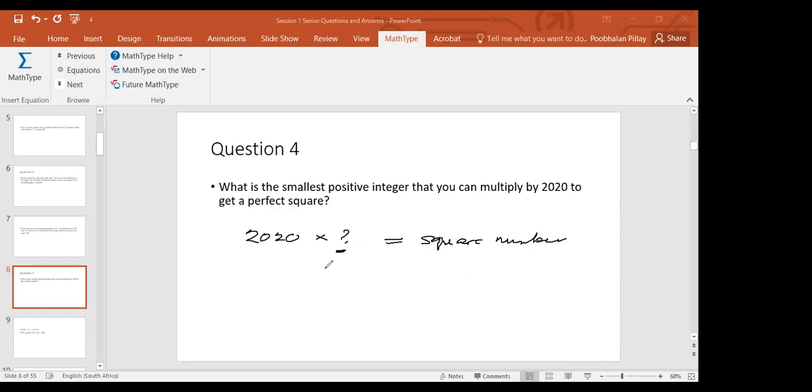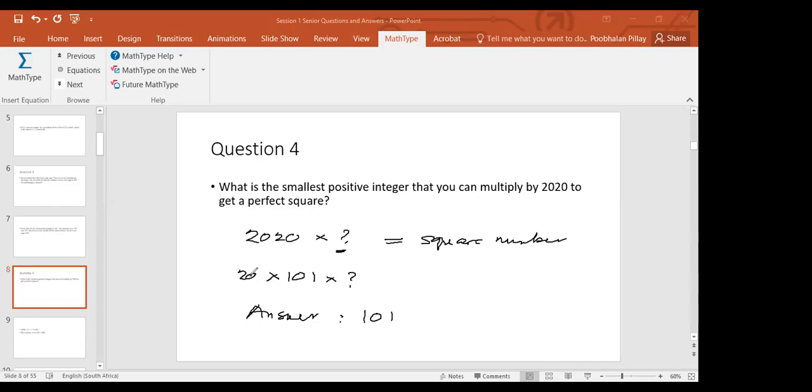And the way to do this is you need to factorize 2020. Well, 2020 is actually 20 times 101, right? You're going to multiply this by something to get a perfect square, okay? All right, the smallest one you can get is, you need to certainly multiply it by 101. You have to multiply this number by 101 to make this into a perfect square.